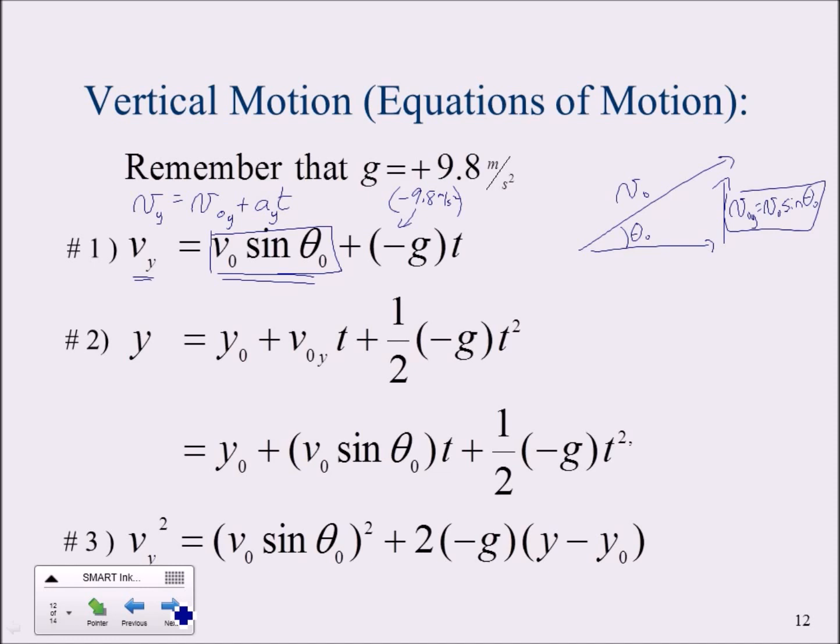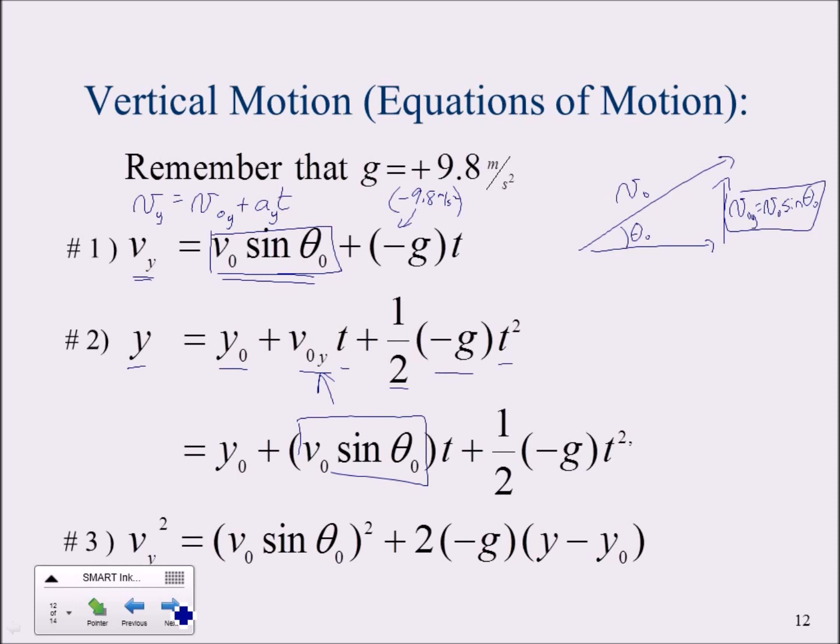The second equation, again, that's that same position time equation. So now we have that the vertical position y equals the starting vertical position y0 plus the initial vertical velocity v0y times t plus 1/2 times the vertical acceleration negative g, or negative 9.8, times t squared. So again, we only look at the y components. And so this v0 sine theta 0, that's just this y component of the initial velocity. And so we go through and we plug in those values.